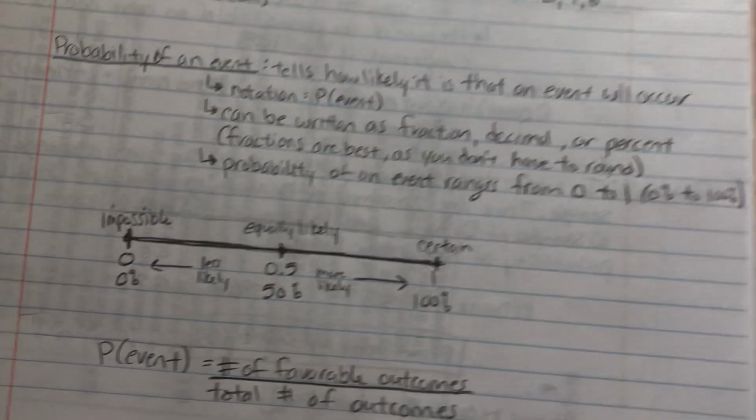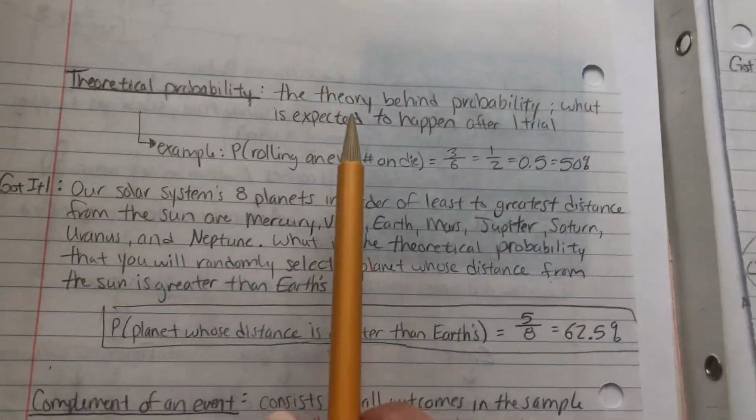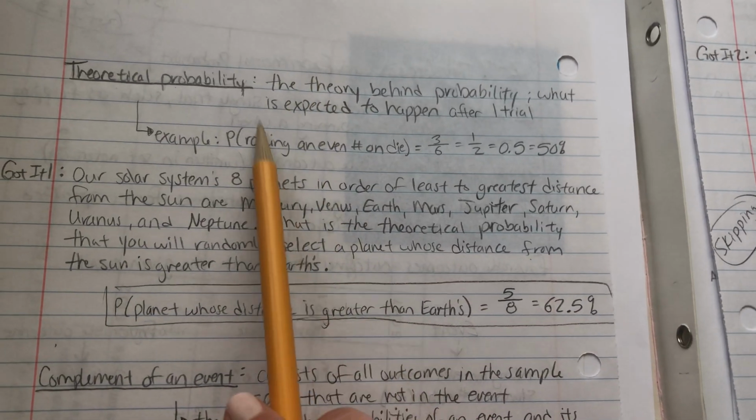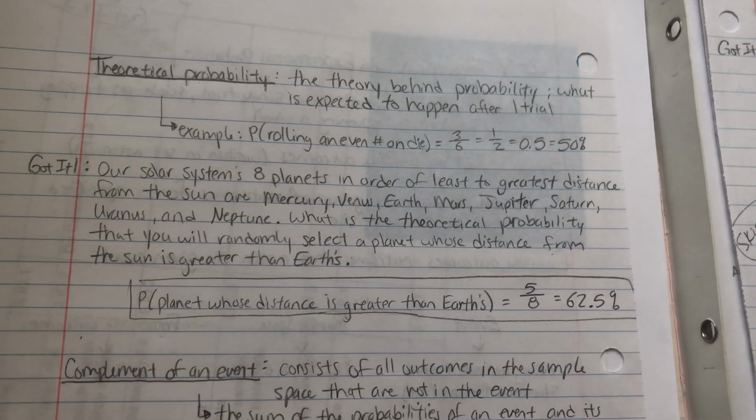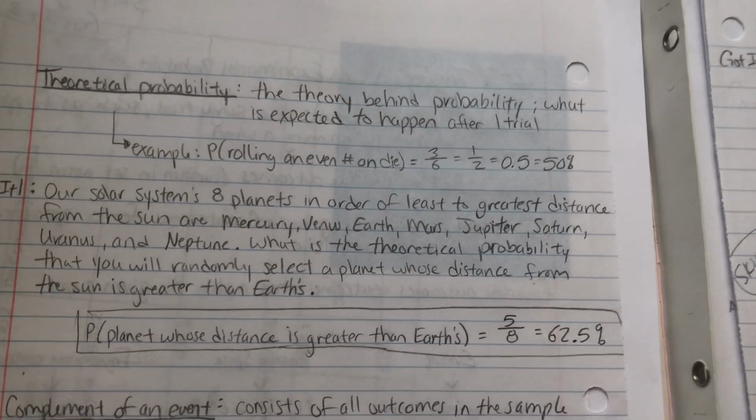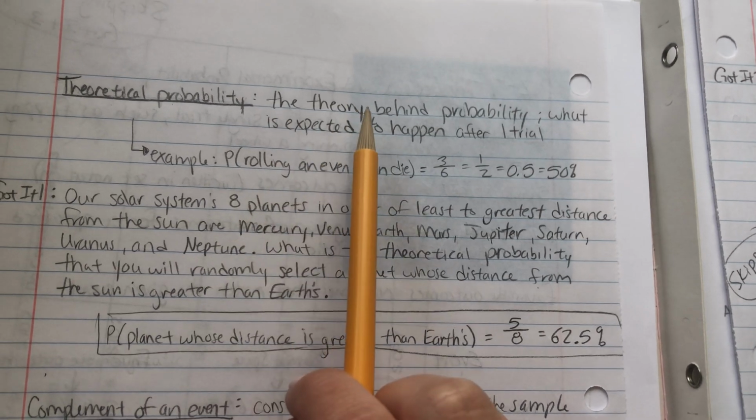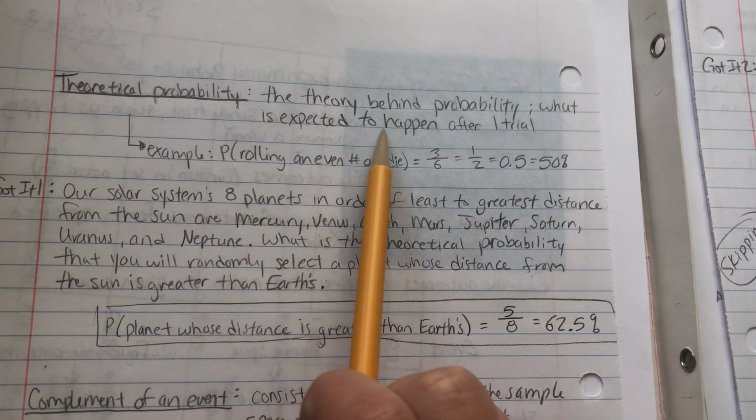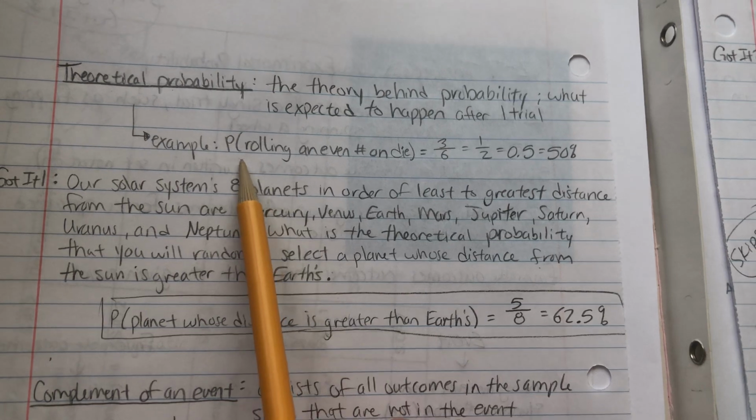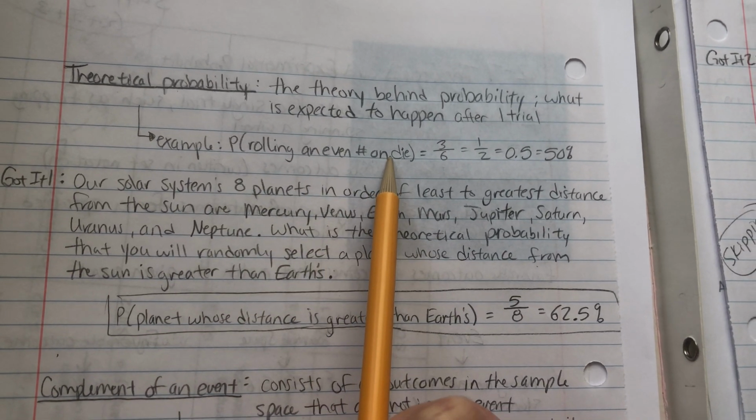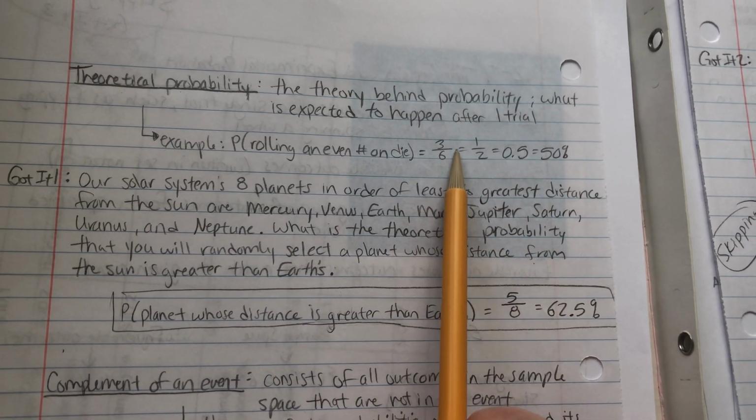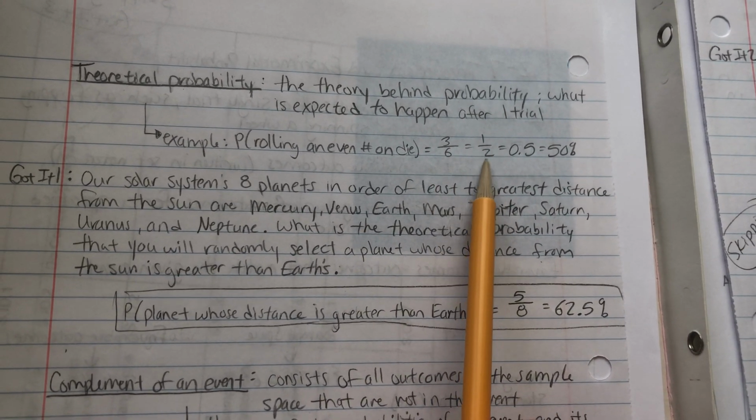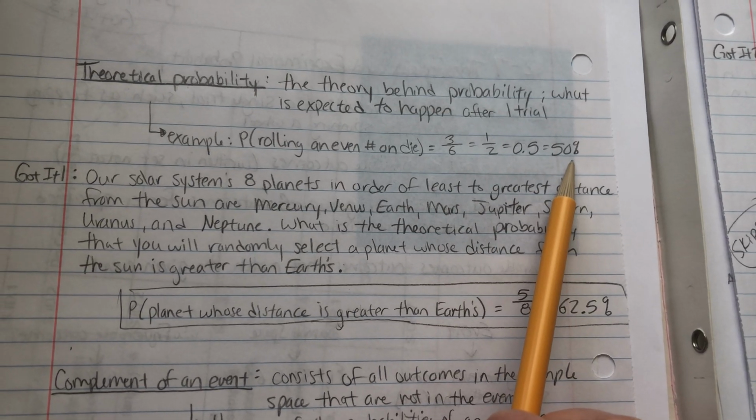So let's take a look here. Oh, we got another definition. Theoretical probability. We're going to be looking at theoretical versus experimental. The idea is still the same, but how you get to the probabilities is technically different. So theoretical probability is the theory behind probability, or what is expected to happen after one trial. So the probability of rolling an even on a die, like we said on the previous page, would be 3 favorable outcomes out of the 6 total outcomes, or 1/2, 0.5, 50%.